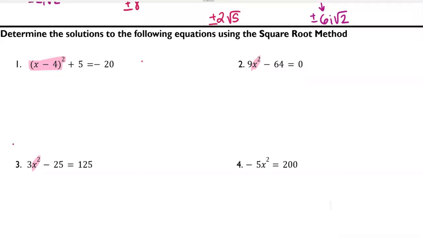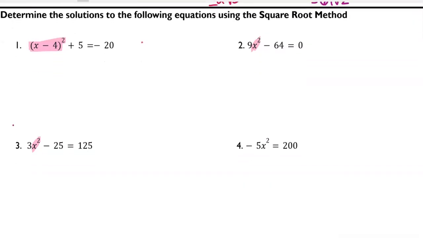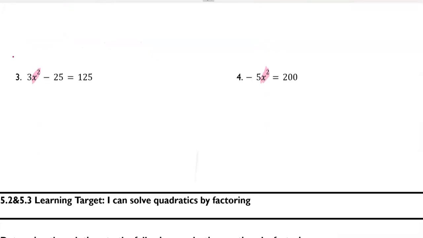And number 4, since we've already gone through 3 of them, what do you think is being squared here? Yeah, the x, only the x, not the 5, not the negative.